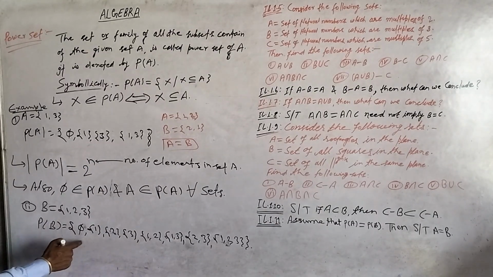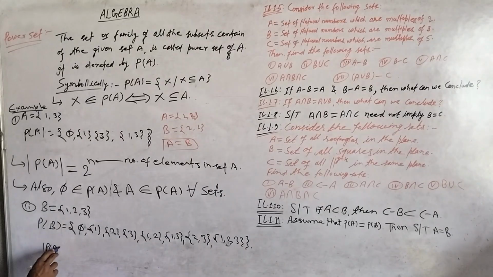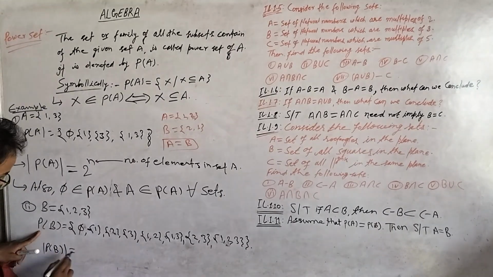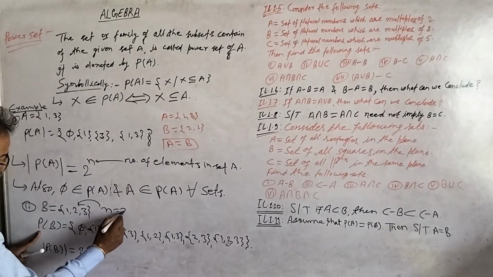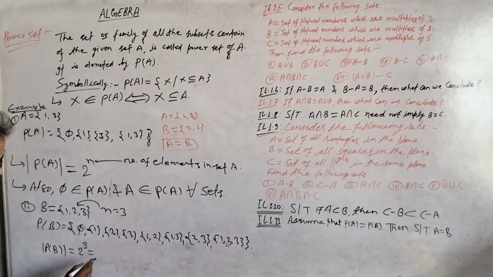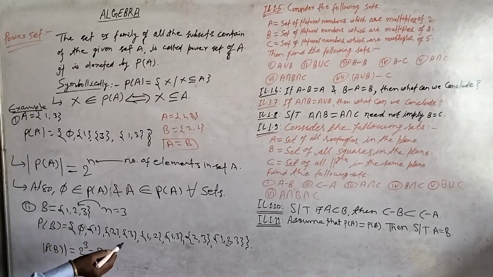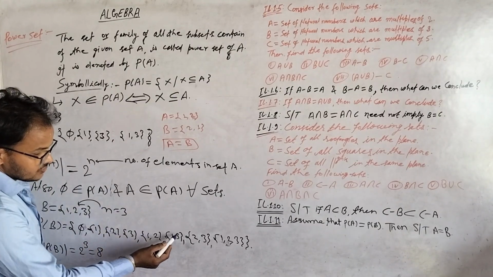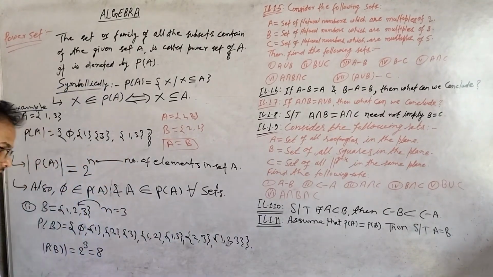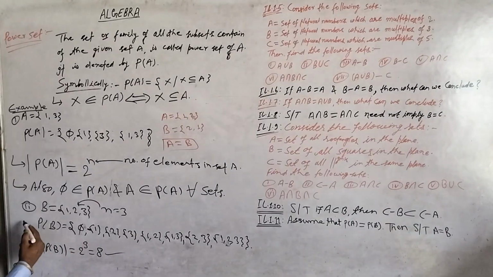Now we can count the total number of elements in the power set. Does this satisfy or not? The cardinality of the power set, that means the total number of subsets in B, is 2 to the power n. n is the total number of elements, which is 3. So we write 2 to the power 3, that means 8. Now we can count here: 1, 2, 3, 4, 5, 6, 7, 8. So this is right, this is true for the power set of B.